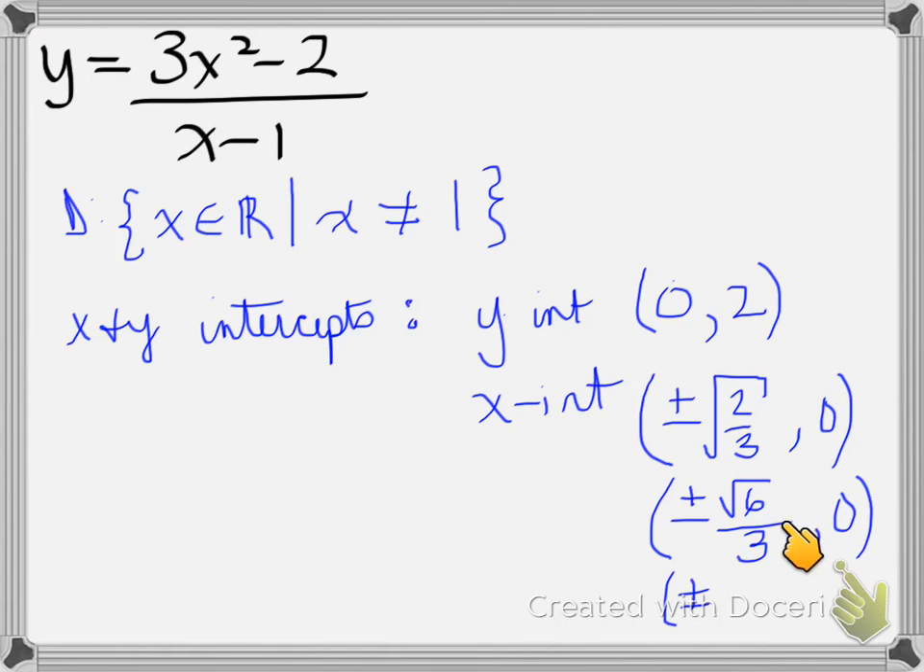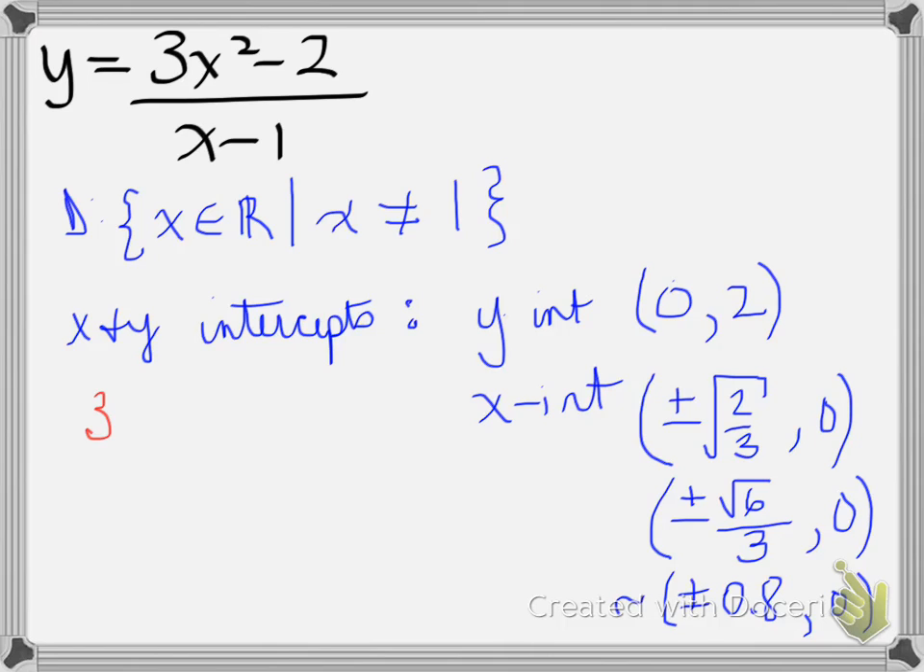So these are the same values. These are all going to be the same. What you have to do is approximate a decimal for this answer, because that decimal is the one that we're going to graph, folks. Okay? So it's going to be plus or minus 0.8, 0. So that's where our x-intercepts are going to be.